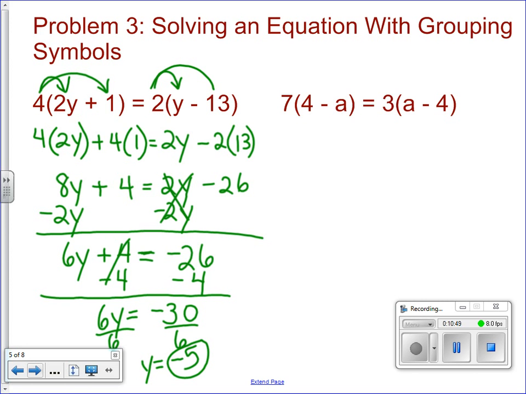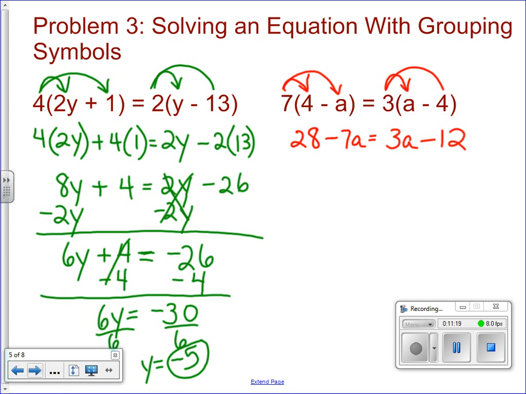All right, the second one, we're going to do the same thing. I am going to take a slight shortcut at the beginning and just show what I'm multiplying up here. 7 times 4 is 28, minus 7 times a would be a minus 7a. On the right-hand side, 3 times a is 3a, minus 3 times 4 is 12.